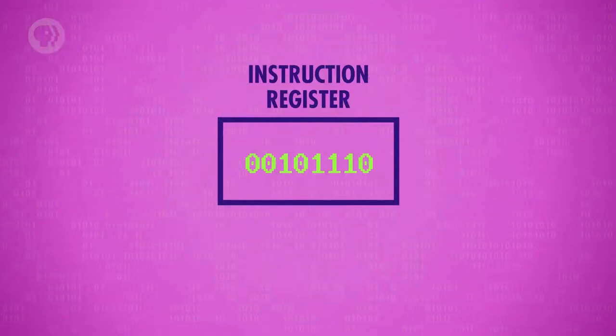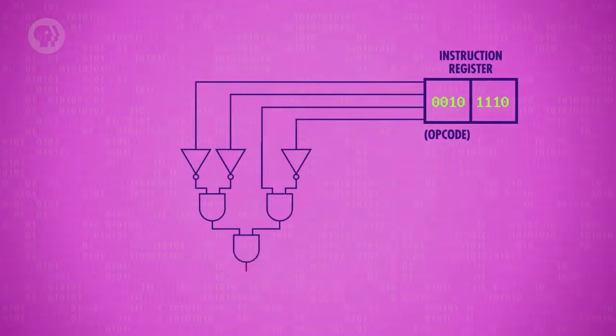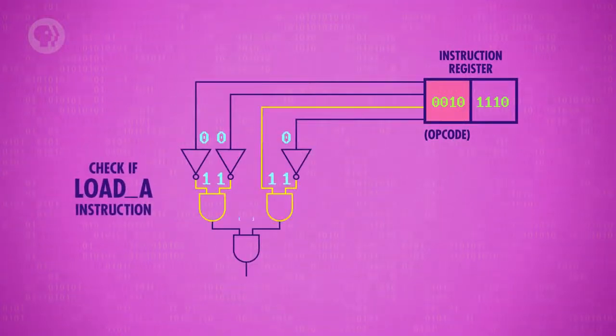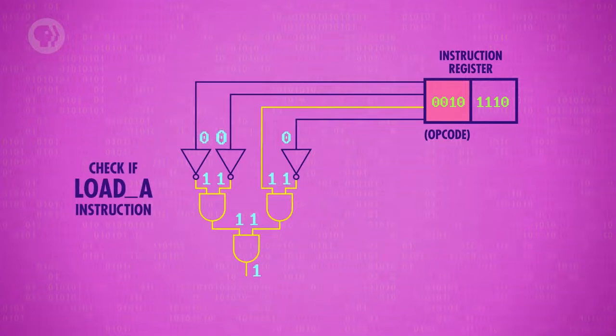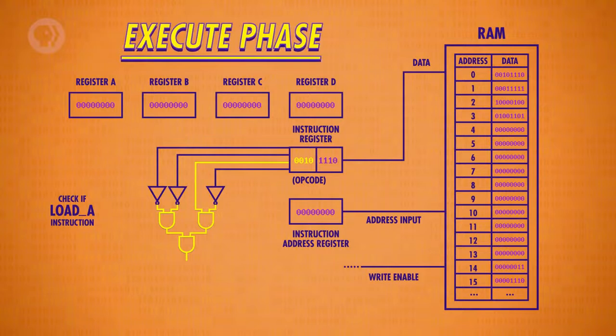Next, instructions are decoded and interpreted by a control unit. Like everything else we've built, it too is made out of logic gates. For example, to recognize a load A instruction, we need a circuit that checks if this opcode matches 0010, which we could do with a handful of logic gates. Now that we know what instruction we're dealing with, we can go ahead and perform that instruction, which is the beginning of the execute phase.